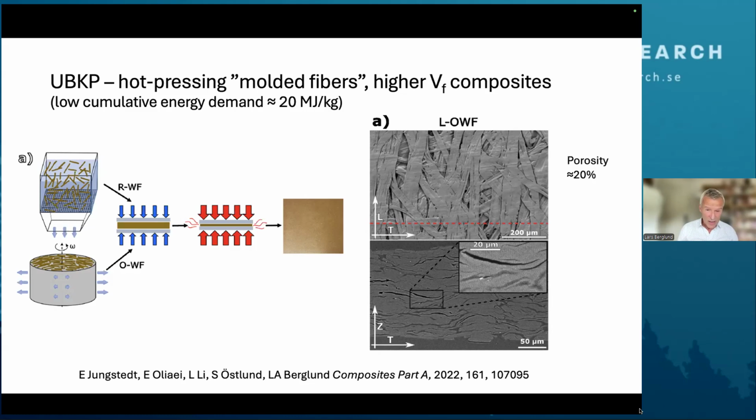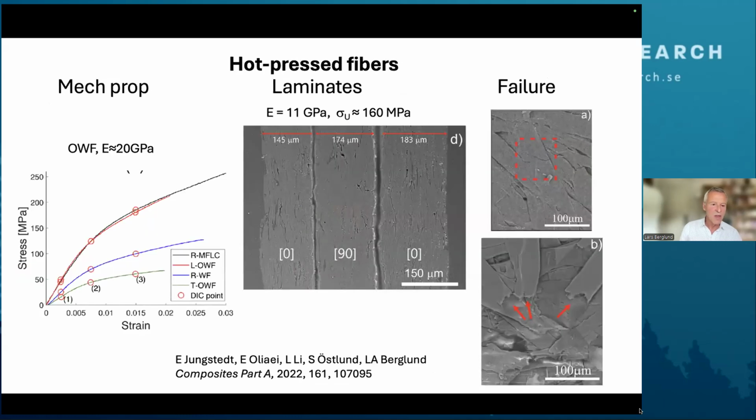And if you look at the micrographs, you see the nature of the material. It's fairly dense. But in the lower right corner, you also see that there is void space. We don't manage to close all the voids. So there is a porosity of about 20%. We reach fairly good properties here.